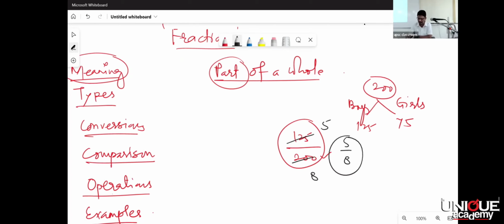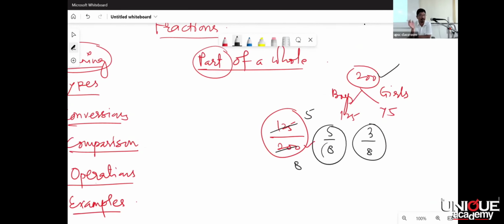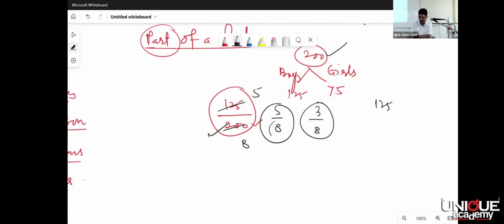Out of 8 equal parts, boys are 5. So the remaining 3 parts are girls. So 3 by 8 is the fraction representing the number of girls. Again, as we have a total of 200 students, for what fraction of students, in the denominator we have to put the given distribution, that is 200.